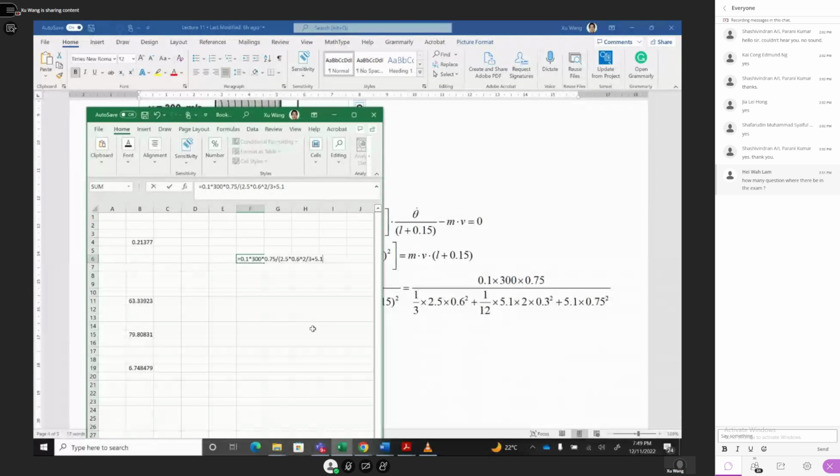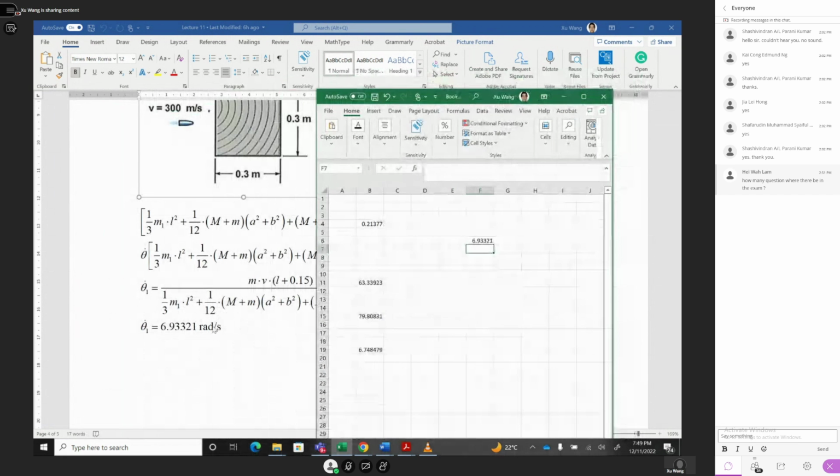and 2 times 0.3 and divide by 12, and then plus 5.1 5 and 75. Okay, now in brackets for the dominant equals 6.933. Am I right? Yeah, 6.933.